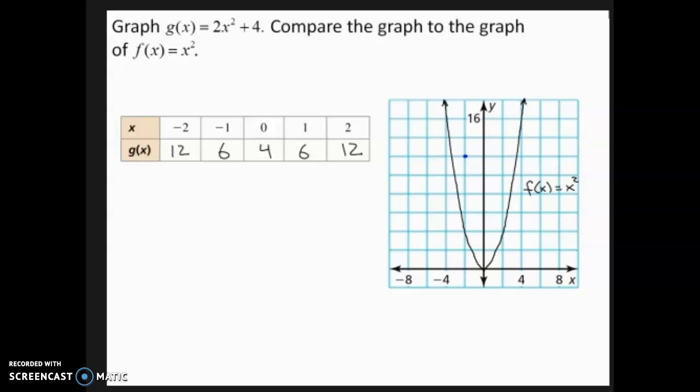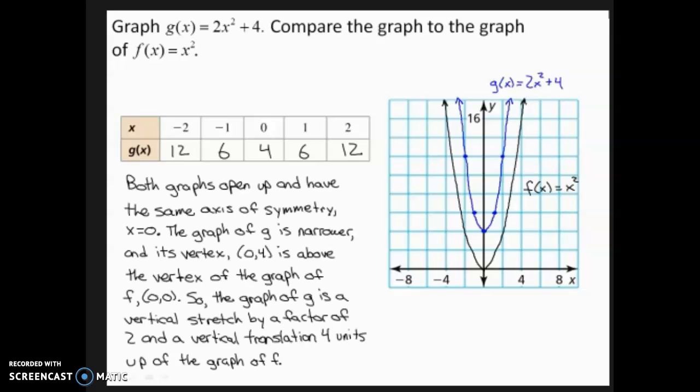Next, plot the ordered pairs (negative 2, 12), (negative 1, 6), (0, 4), (1, 6), and (2, 12). Then draw a smooth curve through the points. Both graphs open up and have the same axis of symmetry, x equals 0. The graph of g is narrower, and its vertex, (0, 4), is above the vertex of the graph of f, (0, 0). So the graph of g is a vertical stretch by a factor of 2, and a vertical translation 4 units up of the graph of f.